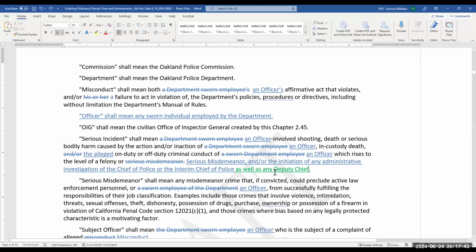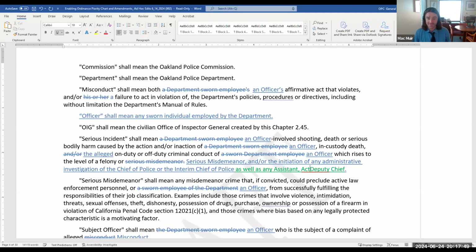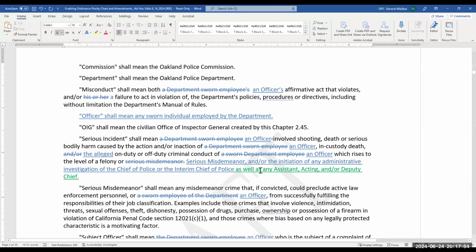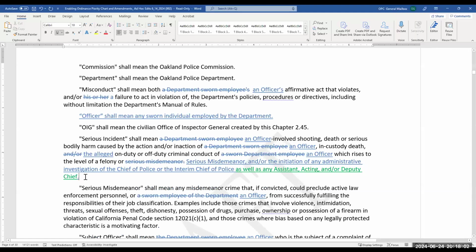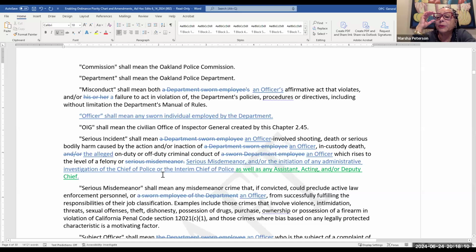Mac, what about an acting chief? Yeah, there was a lot of mischief by those acting police chiefs. So something like assistant, acting, and or deputy chief. Do we have any problems with it being spelled out like that, Mac? No, as long as we indicate that those are also variations of chief. Yes.